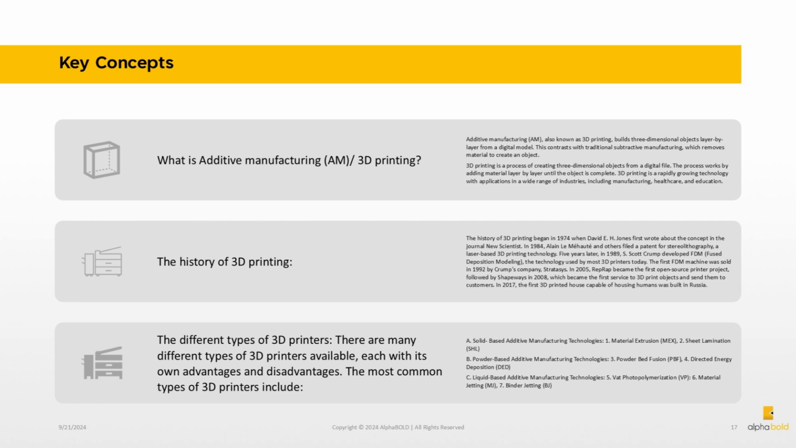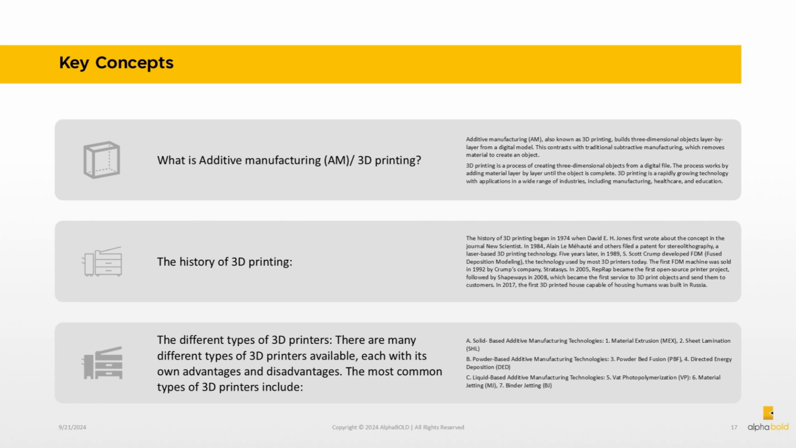In 2005, RepRap became the first open-source printer project, followed by Shapeways in 2008, which became the first service to 3D print objects and send them to customers. In 2017, the first 3D printed house capable of housing humans was built in Russia.